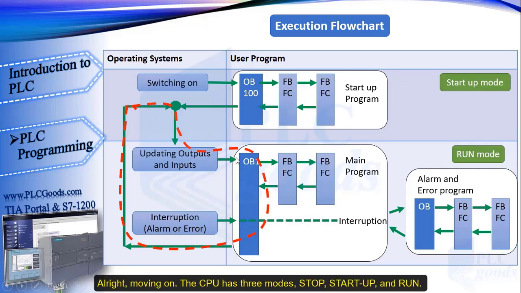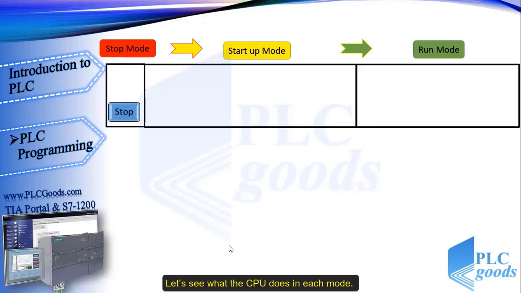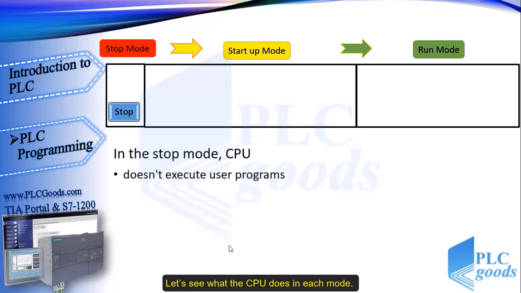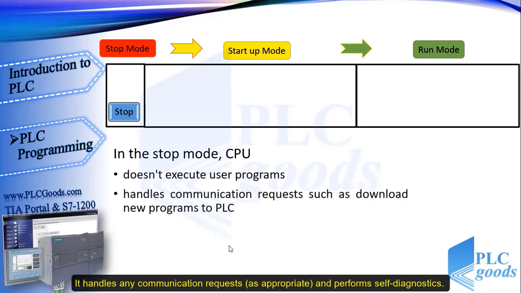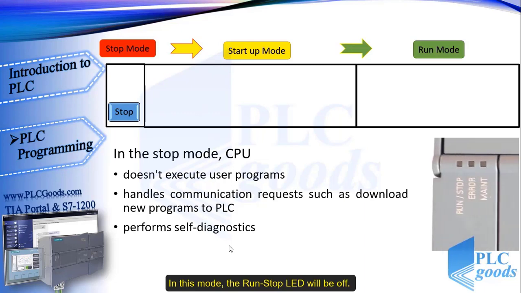Alright, moving on. The CPU has three modes: stop, startup, and run. Let's see what the CPU does in each mode. In the stop mode, the CPU does not execute the user program. It handles any communication request and performs self-diagnostics. In this mode, the run/stop LED will be off.